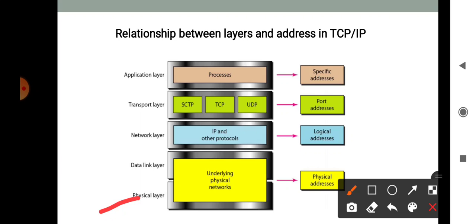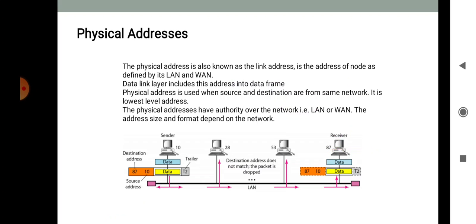The physical address has authority over the network, like a LAN or WAN, and the address size and format depend on the network. For example, Ethernet uses a 6-byte, that means 48-bit, physical address, which is imprinted on the network interface card, that means the LAN card.